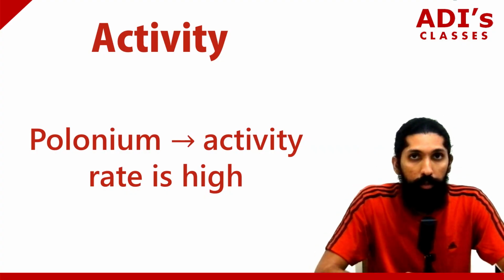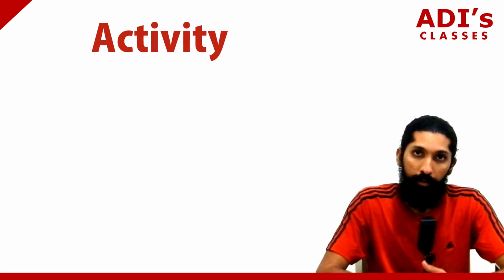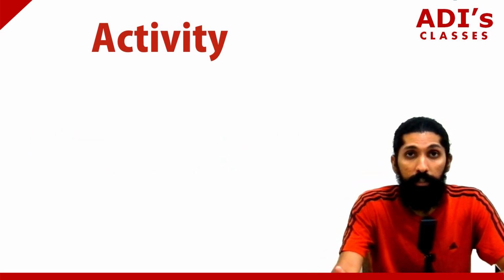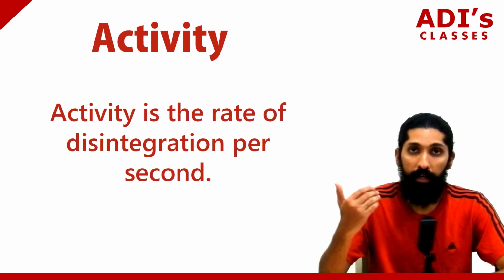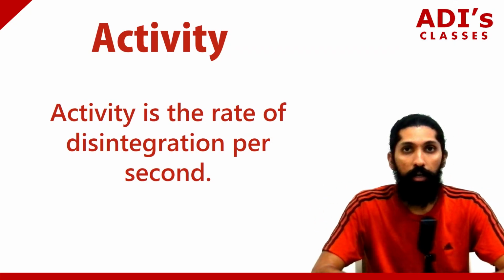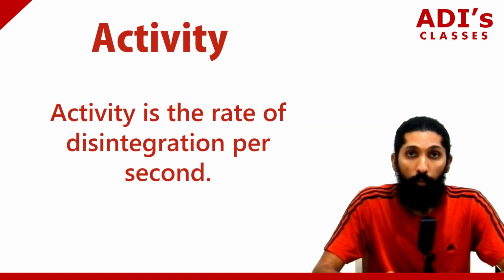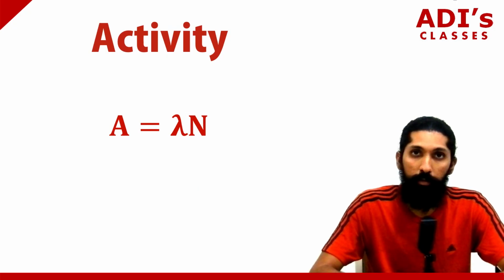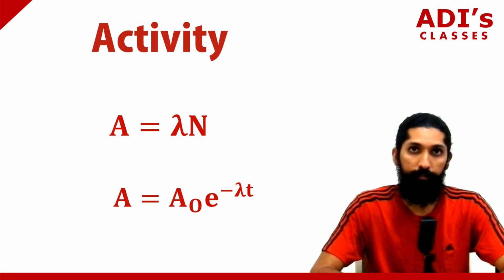Okay, now let me start with what this activity is. Activity is the rate of disintegrations per second, at what speed the radioactive elements are disintegrating. So mathematically, A is equal to lambda into N. So we get A is equal to A naught e to the power minus lambda t. This is the mathematical formula for it.